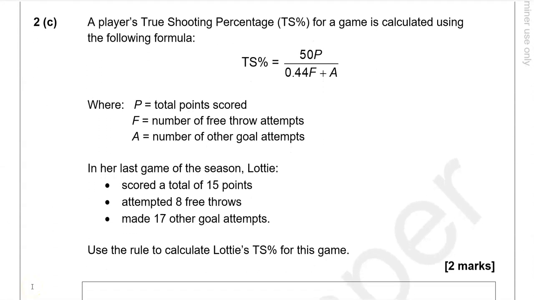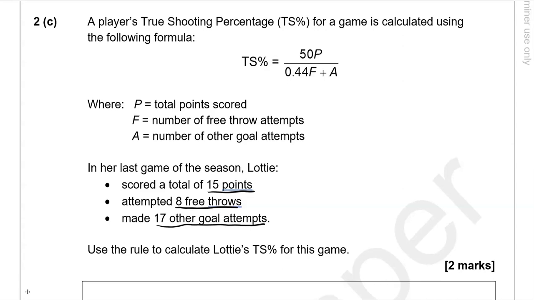A player's true shooting percentage, TS percentage for short, for a game is calculated using the following formula. TS percentage is equal to 50P divided by 0.44F plus A, where P means the total points scored, F is the number of free throw attempts, A is the number of other goal attempts. In her last game of the season, Lottie scored a total of 15 points, attempted 8 free throws, made 17 other goal attempts. Use the rule to calculate Lottie's TS percentage for this game.